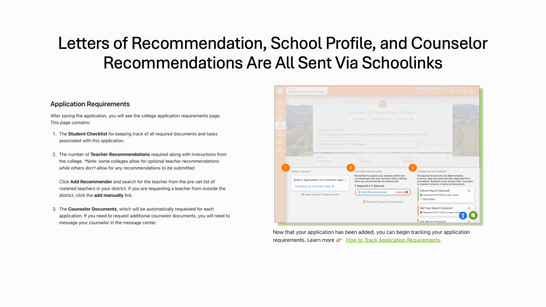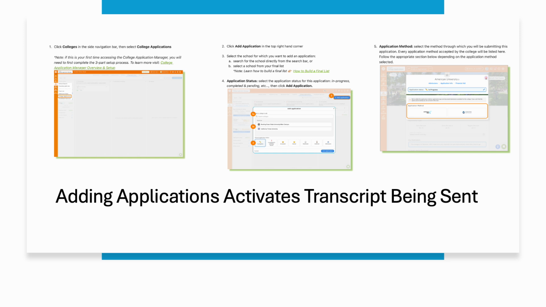So step one is you do the student checklist for keeping track of all the required documents. You have, again, the add recommender, counselor documents get sent. This is how we track your college application status. This is how all documents get sent. You want to add applications. Doing this activates the sending of your transcript. Add application by going to the top right.